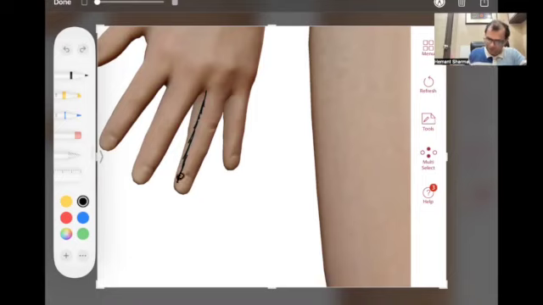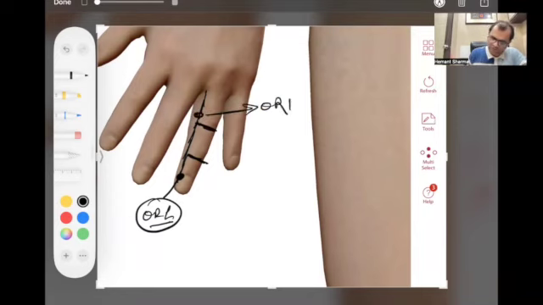So the uppermost point on the corner of the nail, that is OR1, doing the lymphatic cleansing. Then this is the joint. This is also the joint. Then here we have one more point that is called OR1C.